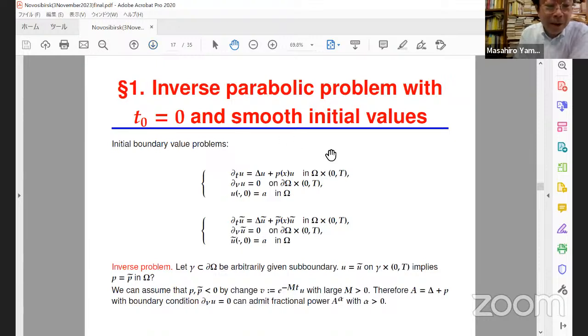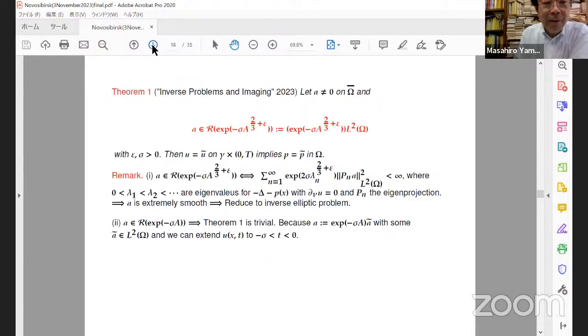Then the first result is as follows. We will consider the same system, inverse coefficient problem, the same formulation, and we are concerned with the uniqueness. Okay. Then in general, no global uniqueness. Please remark, this is zero, not T0. Then here the initial value is given. If we assume a very special condition for the initial value, then we can prove the uniqueness, namely the first theorem. A is the initial value.